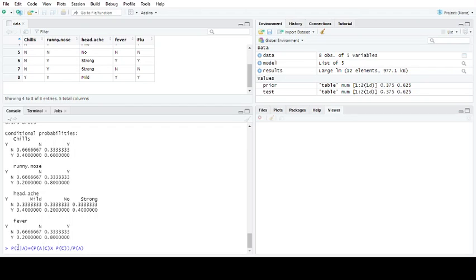So in this case it's saying that the probability of having the flu, given that I have a runny nose, equals the probability of runny nose where I also have the flu, and you can go and count this, times by the probability of flu in general across the population divided by the probability of runny nose.